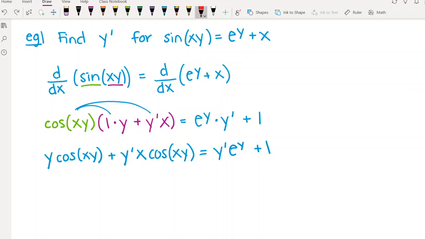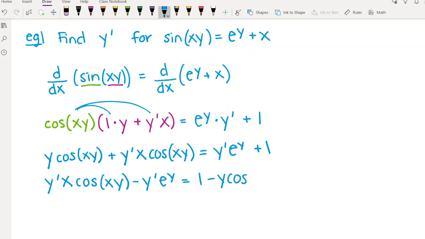So make sure whenever you're using the product rule, or sorry, the chain rule together with the product rule, whether it's in this context or regular derivatives, just make sure you put parentheses around whatever you're multiplying by. Okay, so next step is getting the y prime parts by themselves and putting everything else on the other side. So that will give us y prime x times cosine of xy minus y prime e to the y is equal to 1 minus y times cosine of xy.